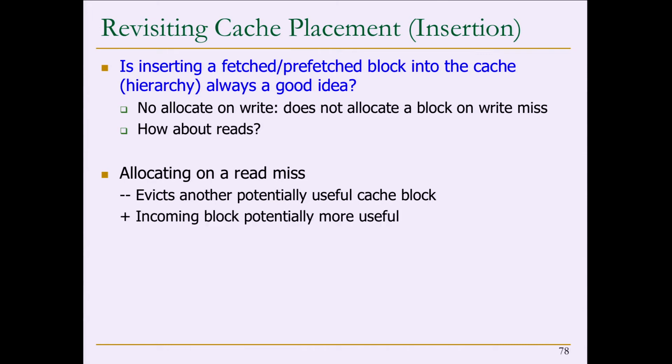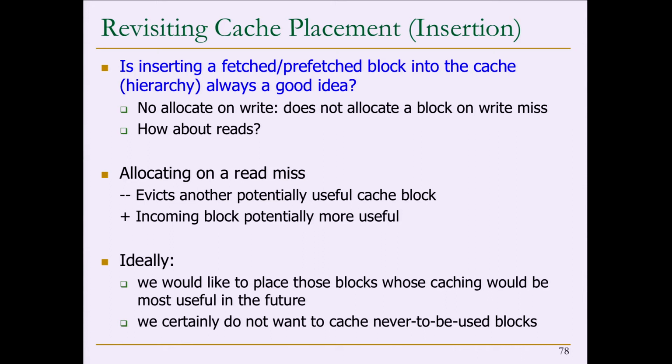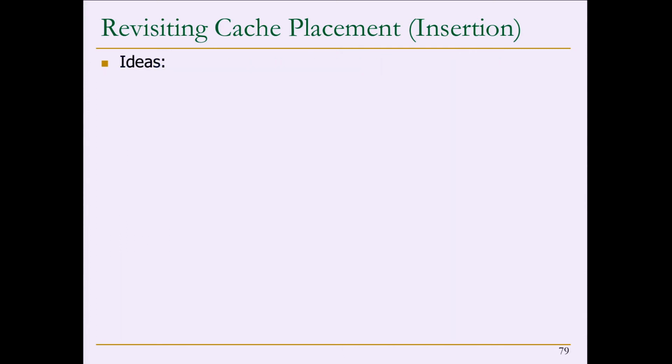Of course, there is also a benefit, right? The incoming block is potentially more useful. So how do you actually make this decision? Ideally, we would like to place those blocks whose caching would be most useful in the future, for some definition of most useful. And we certainly do not want to cache never-to-be-used blocks. So maybe there are some simple things that you can do.